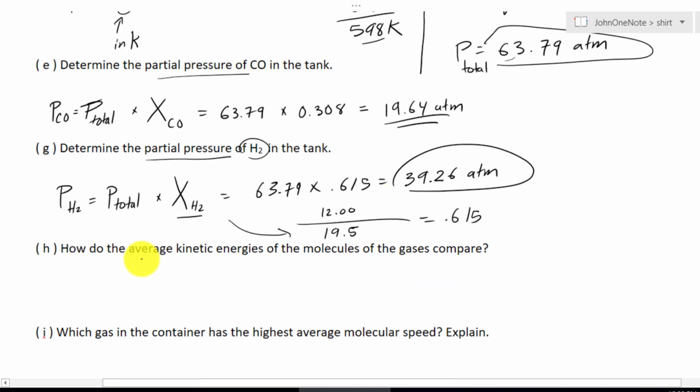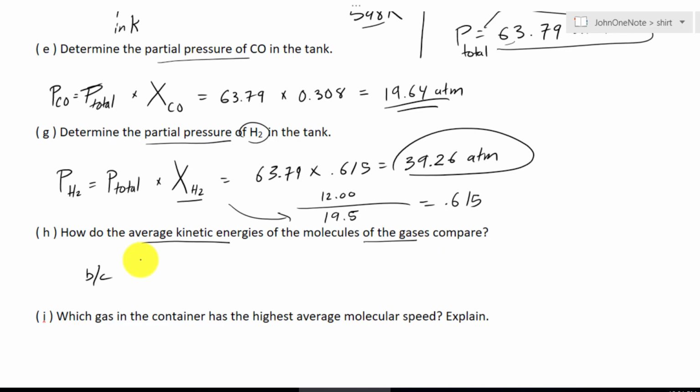How do the average kinetic energies of molecules of gases compare? Basically, what are the average kinetic energies of different gases, and how are they compared to each other? Because they are at the same temperature, they would have the same average kinetic energy.